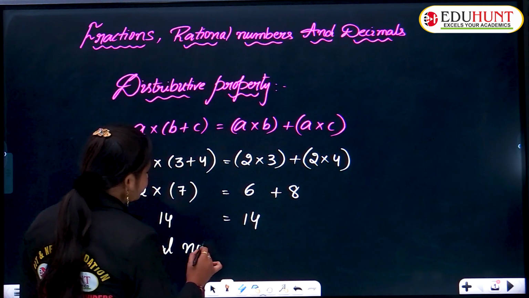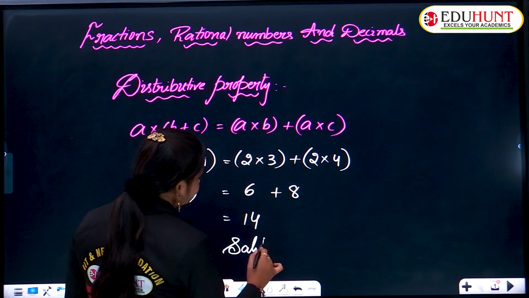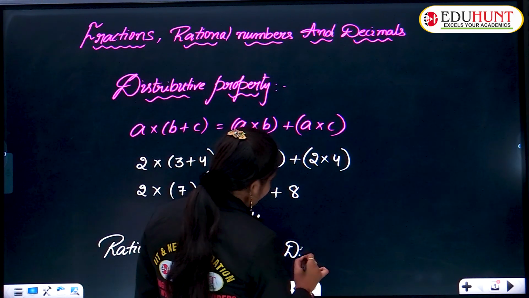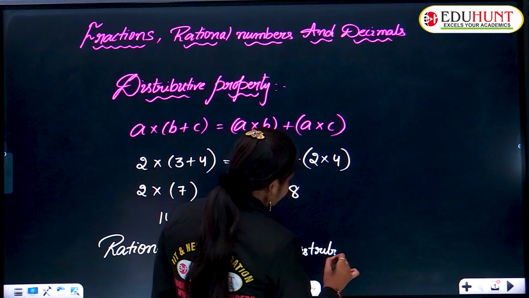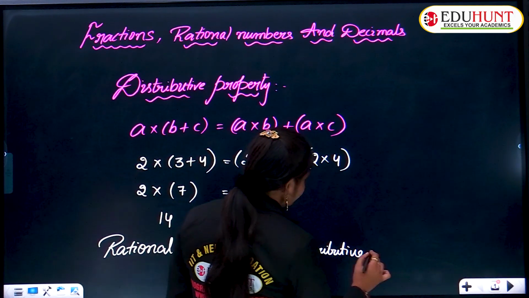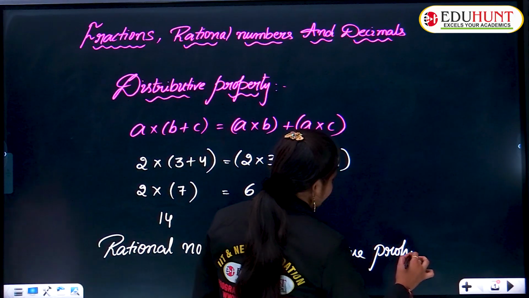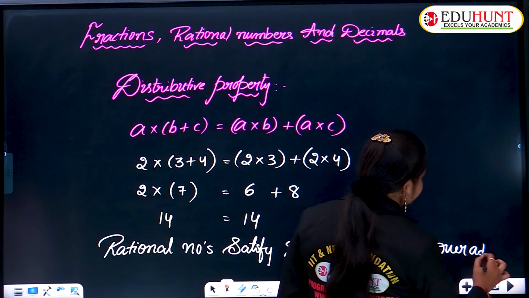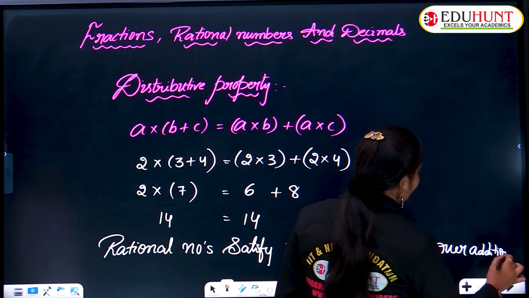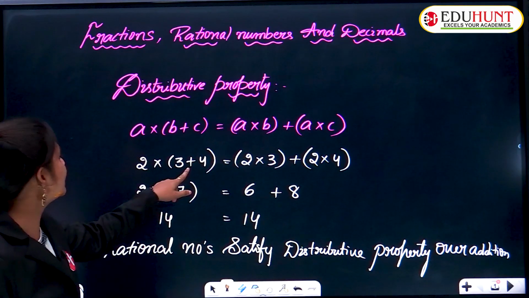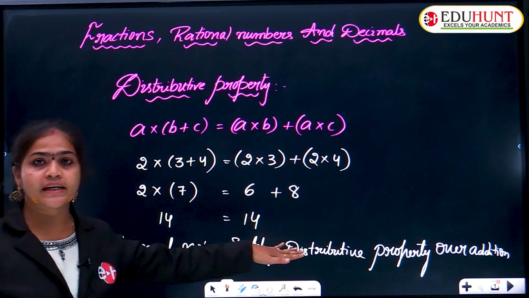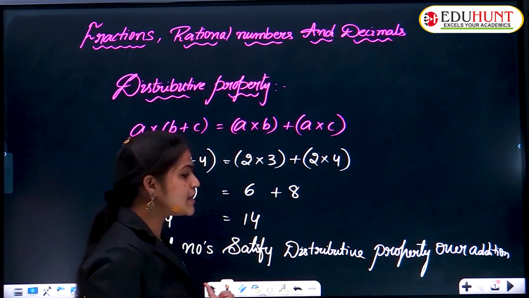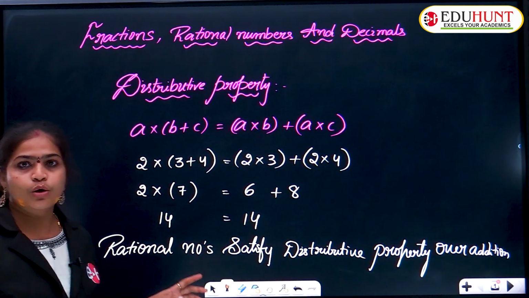Rational numbers satisfy the distributive property over addition. Why over addition? Because what fundamental operation did we apply here? We applied addition, no? That's why this is the distributive property over addition. So do rational numbers satisfy this or not? Yes, of course they satisfy the distributive property over addition.